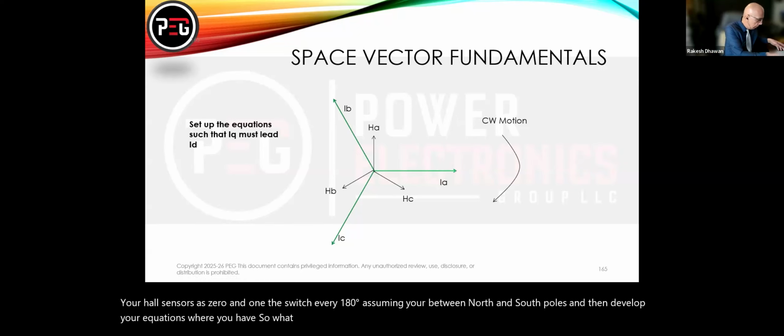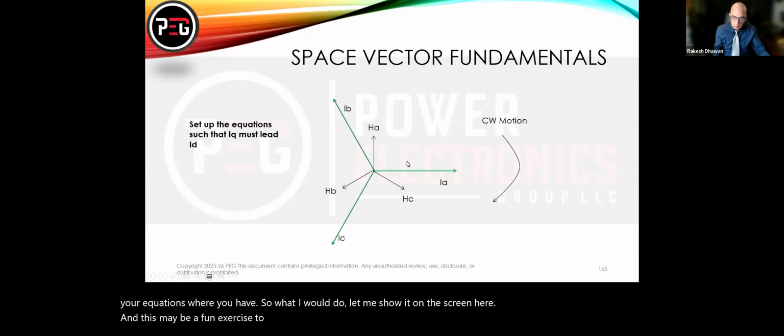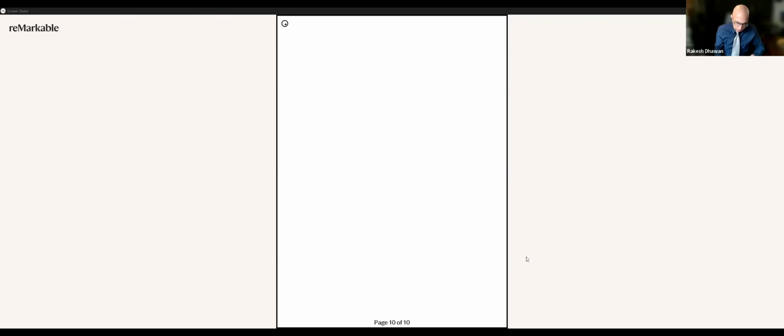So what I would do, and let me show it on the screen here, and this may be a fun exercise to do if you have time. So let's go back to the drawing board. Normally you can develop an Excel sheet where the first column is angle, and you can go 0, 1, 2, etc. And then you can have your back EMF waveforms, EMF A, B, C, which are sine theta, sine theta minus 120 and sine theta minus 240.